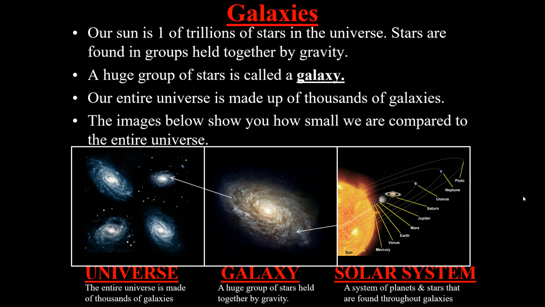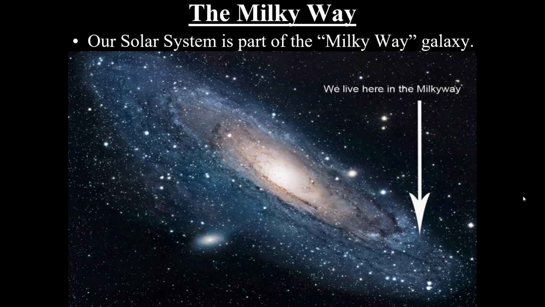What is a solar system? A solar system is a system of planets and stars that are found throughout the galaxies. And what is the universe? The entire universe is made up of thousands of galaxies. And what's a galaxy? A huge group of stars held together by gravity.